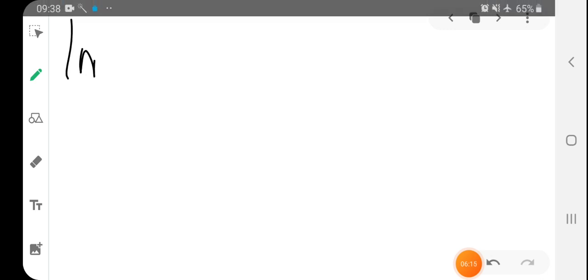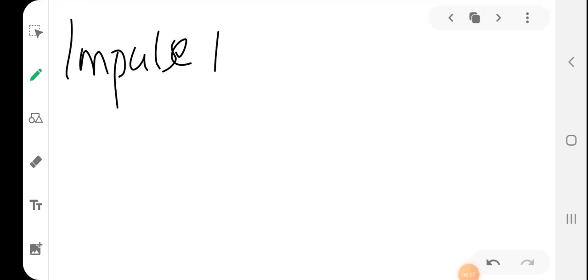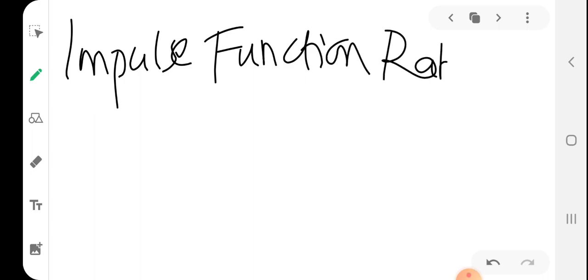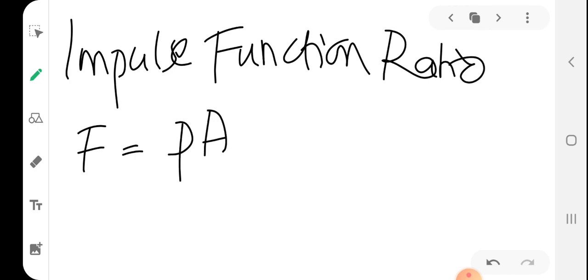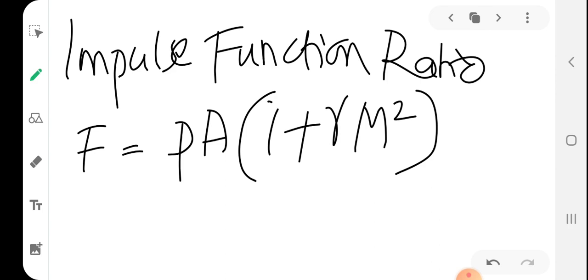Impulse function ratio. We know the impulse function F has the equation we already derived in the first module: F = P A (1 + gamma M squared), right?